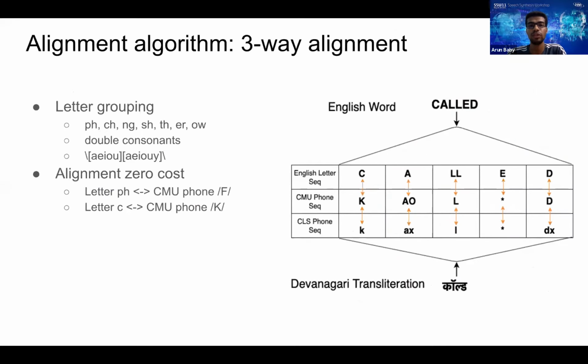So earlier I showed you an alignment where we had an equal number of phonemes and English letters in the sequence. Here, this may not always be the case. For example, in the case of the word called, the number of phonemes is less compared to the letter sequence. So some kind of alignment we have to do to get the proper alignment. So we are using some kind of heuristics for this. For example, PH, CH, NG, SH, TH, ER, OW. These kinds of letter sequences are always combined. All the double consonants are combined. Then AEIOU followed by AEIOUY. These kinds of things are combined.